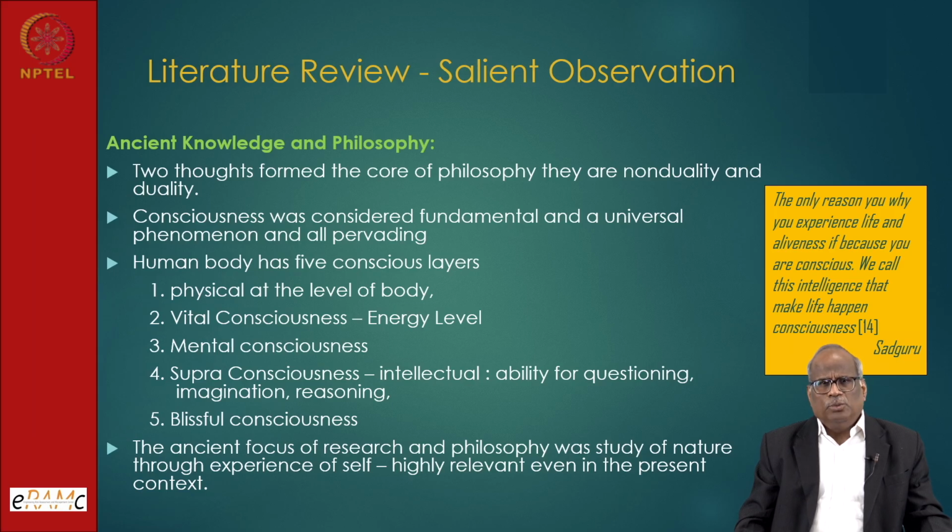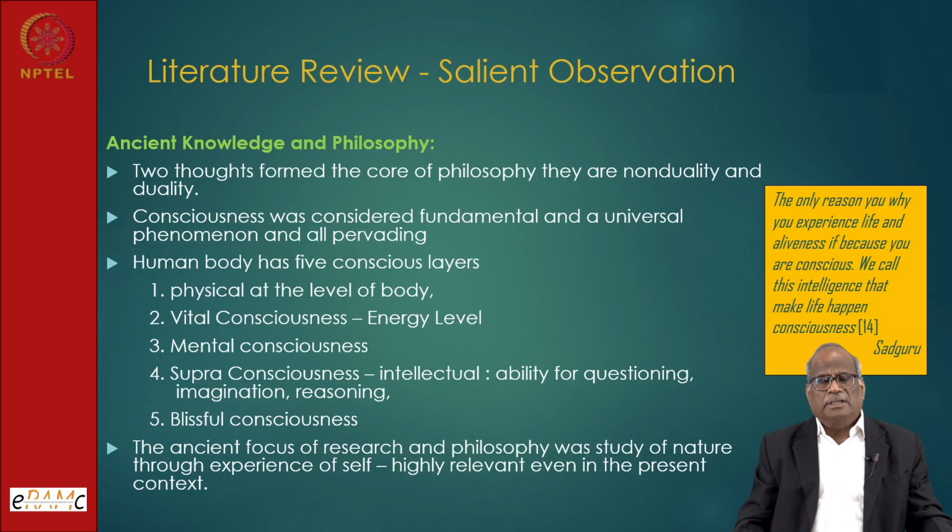Now, for understanding the human body, the body was seen as existing at 5 levels, and they are the physical body, then the vital or energy level of the body, then mental consciousness, and then supra-consciousness, also termed Vigyan, that is the intellectual ability for questioning, imagination and reasoning, which all happen at the level of the brain, and blissful consciousness, the last stage. So consciousness has a different meaning at the body level, energy level, mental level, supra level and bliss level, and this is the highest level.